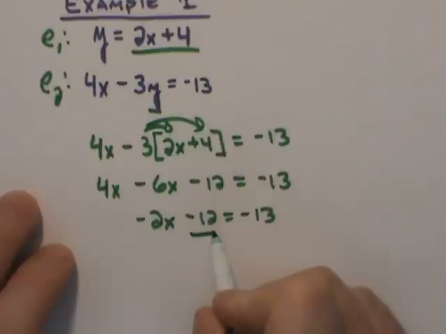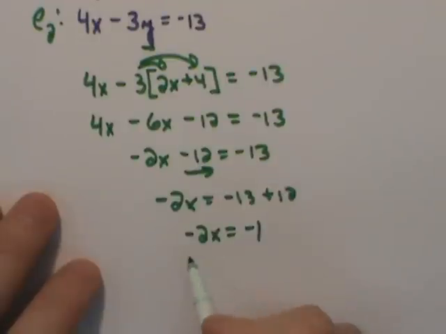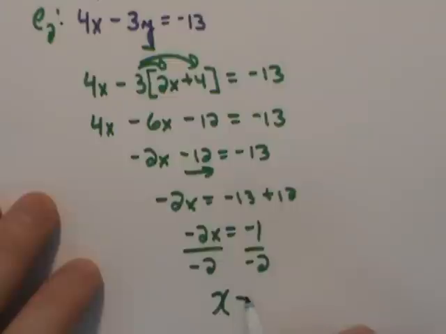I'll move that negative 12 over to the right-hand side. So we have negative 2x is equal to negative 13 plus 12. Negative 2x is equal to negative 1. Now as I solve this, I divide both sides by negative 2. I get a solution for x. I know that x is going to be positive 1/2.